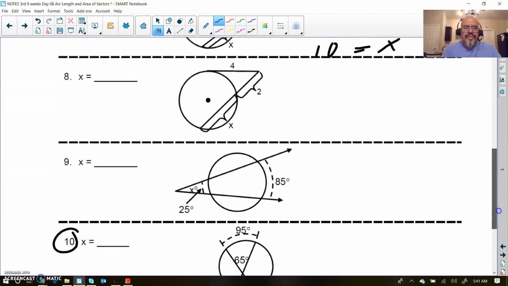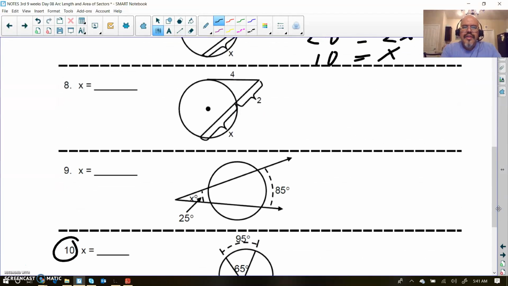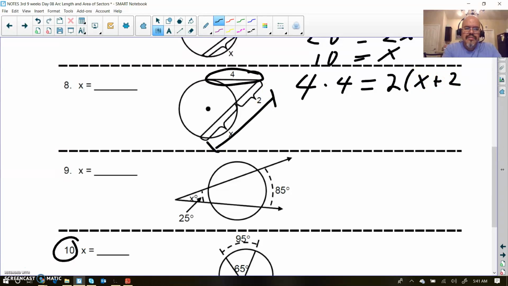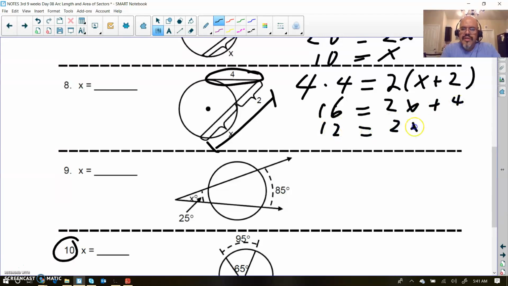Alright, more of the same. So now we have this tangent, so that's going to be the outside times the entire segment, so that's 4 times 4, equal to 2 times x plus 2, because we look at that right there. Just remember that we're going to add those two pieces together. So this is 16 equal to 2x plus 4. Subtract 4 from both sides, 12, and that's equal to 2x, so x is equal to 6.